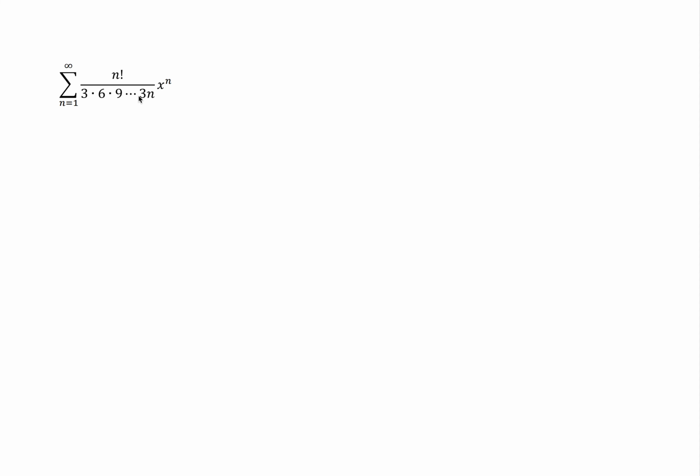So if we think of the denominator that way, this can be rewritten as the sum from n equals 1 to infinity. So down here we would have 3 times 1, 3 times 2, 3 times 3, up to 3 times n. Well, 1 times 2 times 3, all the way up to n is written as n factorial, but each of those n values is multiplied by 3. So this can be rewritten as 3 to the nth times n factorial.